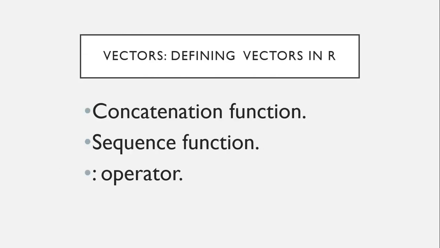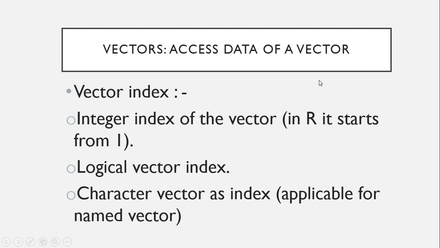So how do we create vectors in R? In R we have a variety of methods that we can use to make our vectors. The first one is the c function, which is the concatenation function, and we also have the seq function, the sequencing function, and finally we have the colon operator. So these are the first variety of ways that we're going to be using to make our vectors.